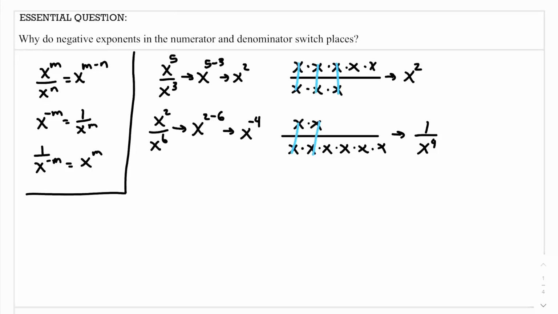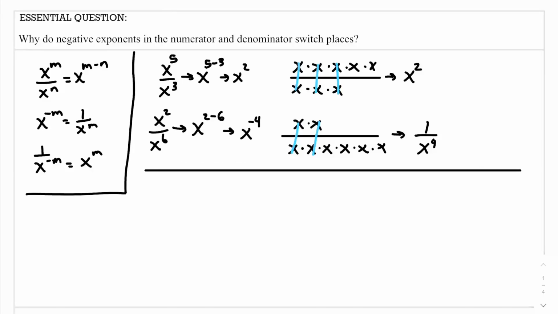So now, if we look here, we got x to the negative 4 using our quotient rule. But when we wrote it out in terms of repeated multiplication and we just divided common factors, we have x to the 4th on the bottom. So if we look at these two things, we started with the same problem. x to the negative 4 is the same thing as 1 over x to the 4th. Now let's look at it a different way.